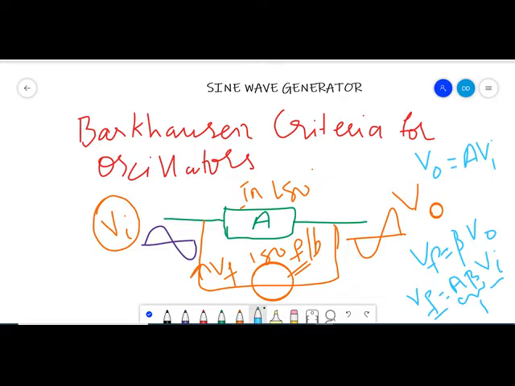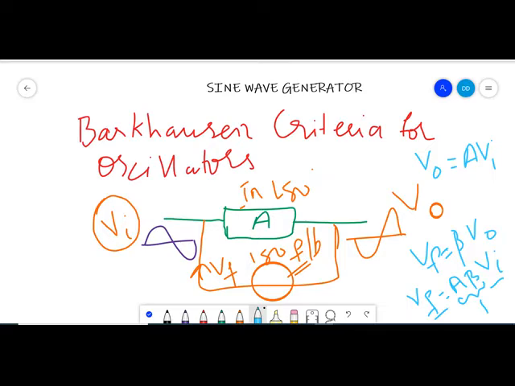So for the oscillator, if we want the feedback to drive the amplifier, our Vf should act as Vi. For that, A into beta should be equal to 1, where A is the amplifier gain and beta is the feedback factor. And the total phase shift will be 360 degree around the loop. So the Barkhausen criteria states that the total phase shift around a loop, as the signal proceeds from input through the amplifier and feedback network back to the input, should be 360 degree or 0 degree.